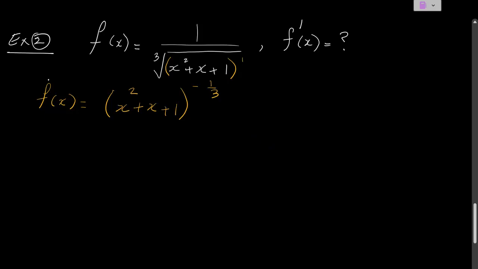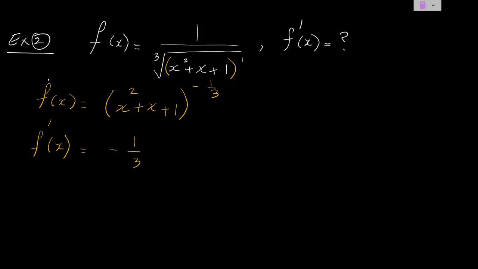Now that we have this, we have to go ahead and use the chain rule. First, we're going to use the chain rule on the entire function. So that would be -1/3 comes to the front, (x squared plus x plus 1), close the bracket, and the exponent -1/3 minus 1, because you're subtracting, becomes -4/3.